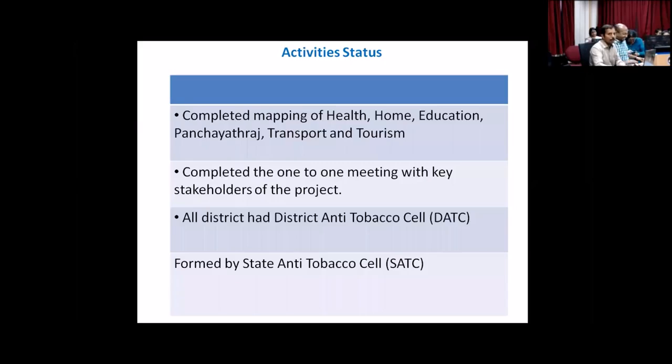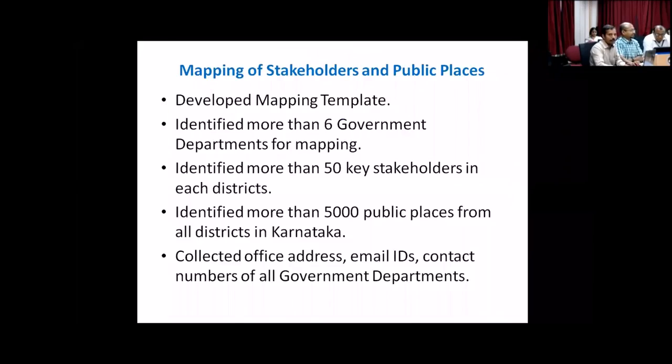We did the mapping of all the key departments under the Karnataka government, that is health, home, education, panchayat, transport and tourism. We also did one-to-one interaction with the key stakeholders among the government officials. The current state is that all districts have a district anti-tobacco cell, consisting of the DC, ADC and representation from other departments, and we have the state anti-tobacco cell at the state level.